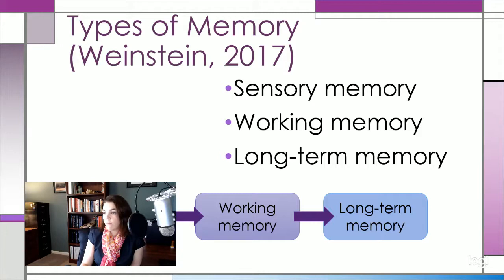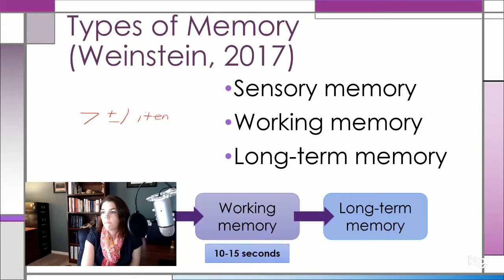And then we have working memory, which is longer, but not much longer. It's really only 10 to 15 seconds. And the general rule of thumb that cognitive psychologists say is that we're usually able to hold on to about 7 plus or minus 1 item at a time. So what I mean is, if I gave you 7 numbers, you could probably remember 6, 7, or 8 of those numbers.